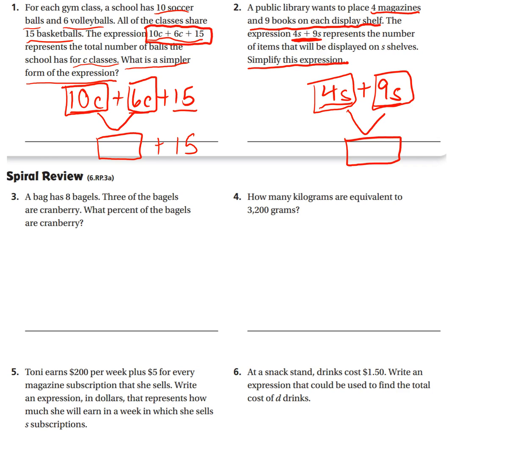I'll let you go ahead and do that. Number 3, a bag has 8 bagels. 3 of the bagels are cranberry. What percent of the bagels are cranberry? So the part, remember we're dealing with fractions here. We have the part over the whole. 3 cranberry, 8 total. We want percent, so we want per 100. So we can do it this way.